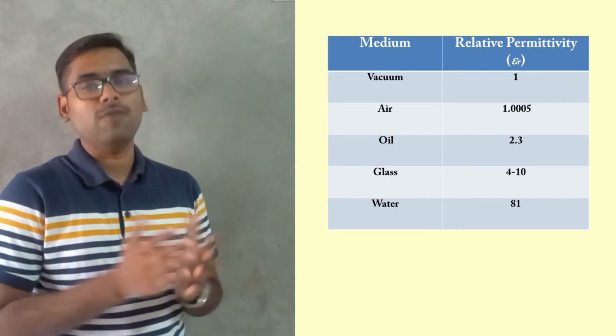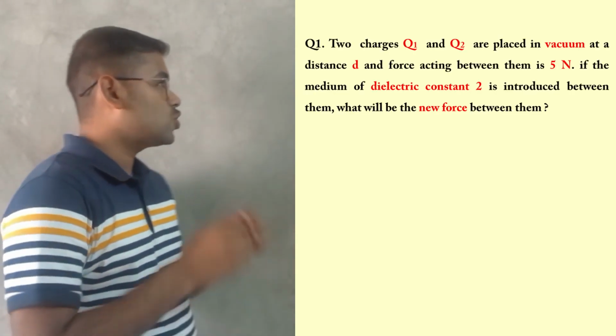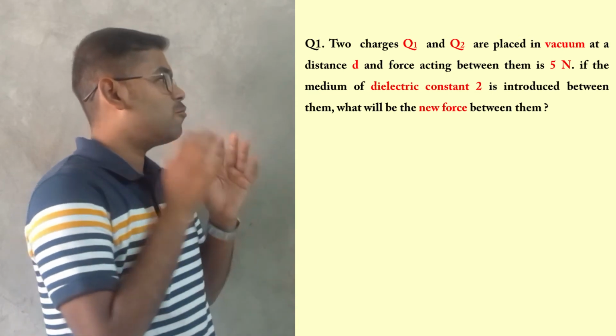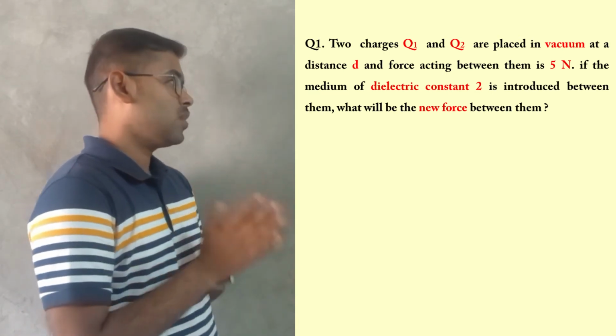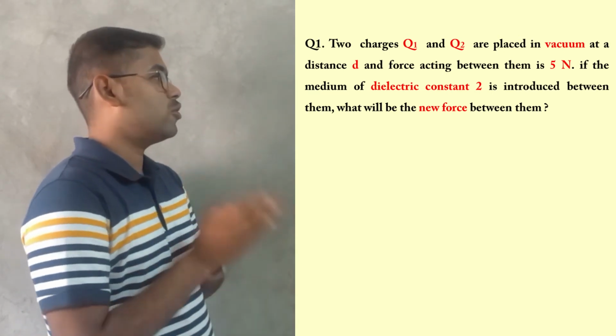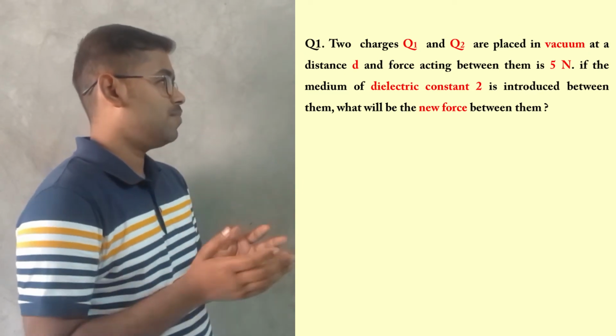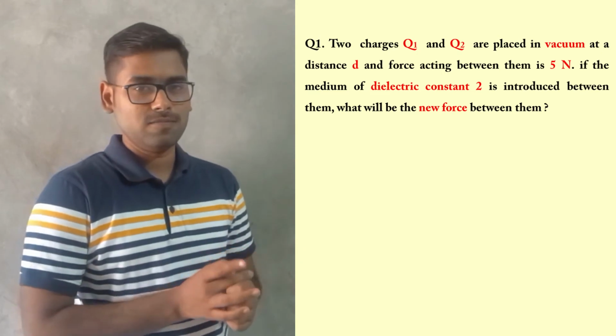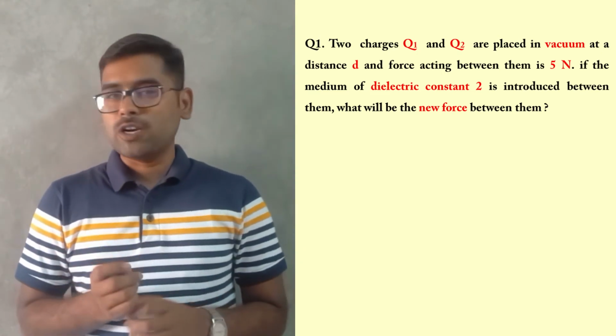For water it is 81. Guys, now in the final part of this video, let us solve a few numericals related to this topic. Question number 1. Two charges q1 and q2 are placed in vacuum at a distance d, and the force acting between them is 5 Newton. If a medium of dielectric constant 2 is introduced between them, then what will be the new force between these two charges? Guys, first let us see what is given and what is asked.